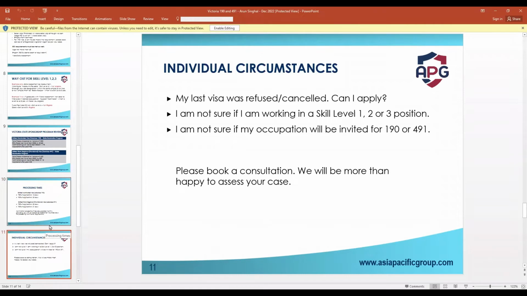There is a question regarding individual circumstances. We get this question: my last visa was refused, can I apply? If your last visa was refused, you might be section 48 barred. In that case, historically, you were not able to apply for general skilled migration visas, which are 189, 190, and 491. But during the COVID time, and even now, the government has a waiver. So even if someone's visa has been refused or canceled, they are still eligible to apply if they have a valid skill assessment.